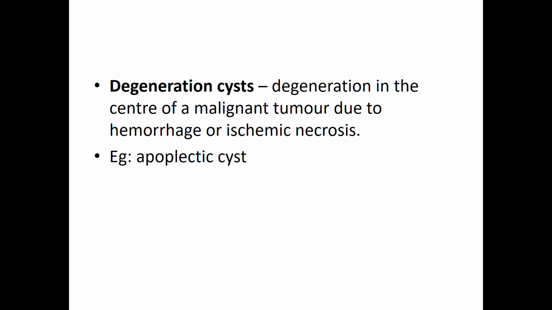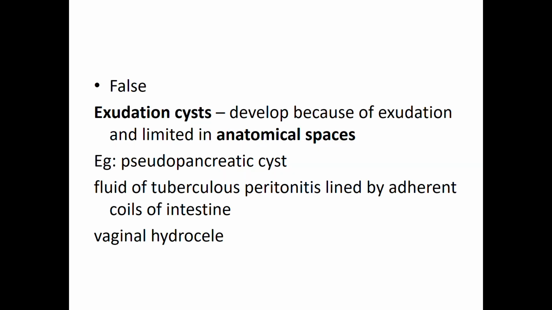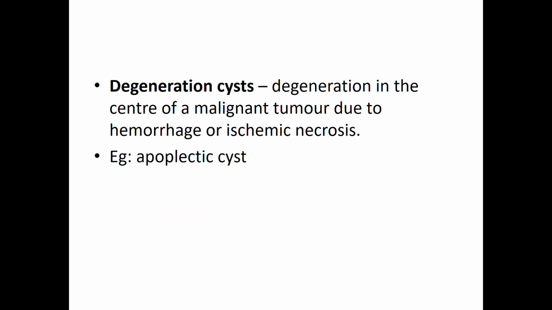Okay, so this is usually seen in the tumors, and they develop ischemic necrosis or colliquative necrosis. Because of the necrosis and the damage or the dead tissue present, this can appear like a cyst. Under the false cyst, we have seen two types: exudation cyst and the degeneration cyst.